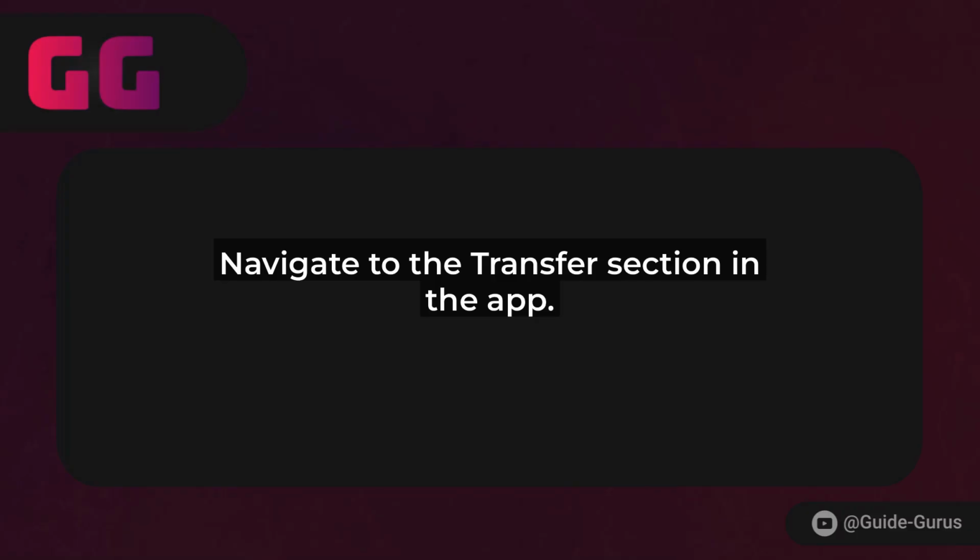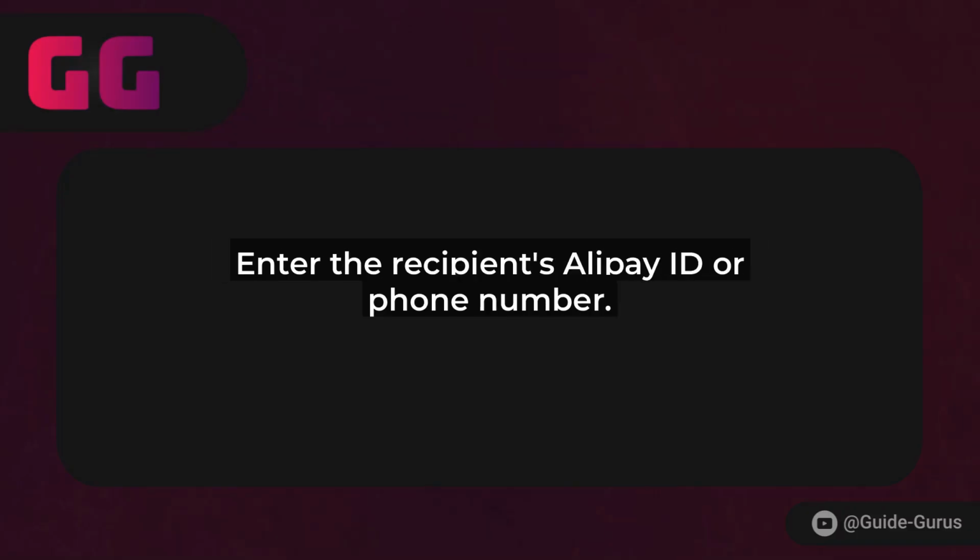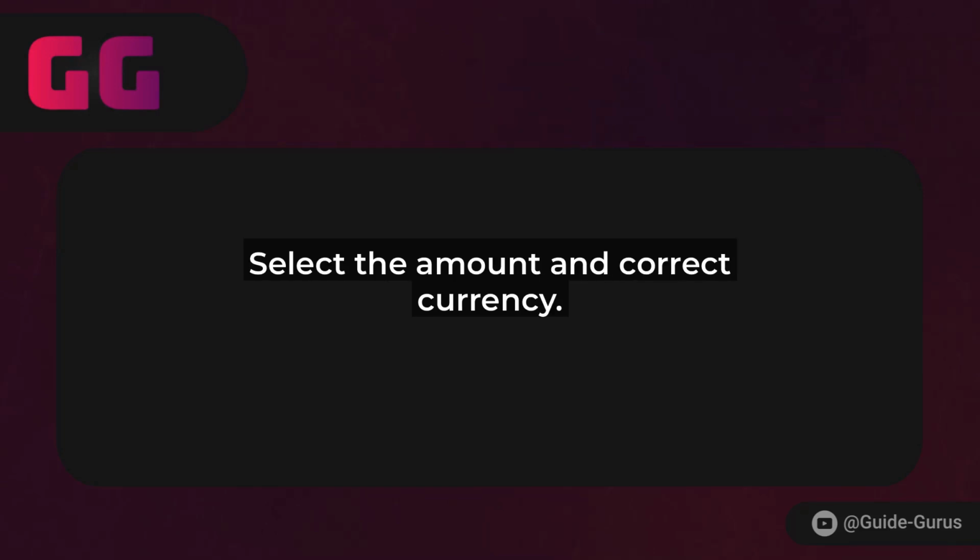Once you're set up, open the app and navigate to the Transfer or Send Money section. It's usually right on the home screen. Next, enter the recipient's Alipay ID, which is like their username, or their phone number if it's linked. Double-check the amount you're sending, and remember to select the correct currency to avoid extra fees.